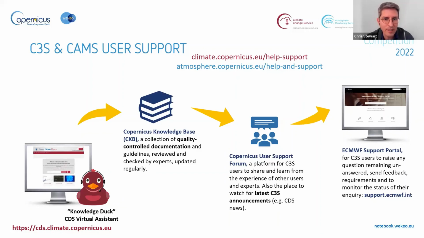If the robot doesn't have the answer, if you have a slightly more sophisticated question, then you can go to the Copernicus knowledge base. And this contains very good, very comprehensive documentation. If you don't find the answer there, you can go to the forum. There's quite an active forum where you can see if someone else has already raised your question, or you can put the question to the forum. And then finally, if none of those channels can answer your question, then you can go to the support portal and submit a ticket, and you can get help from a human being who can give you the answer.